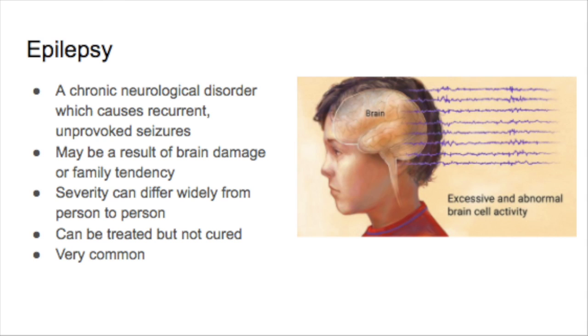Epilepsy is one of the diseases that are associated with the nervous system. It's a chronic neurological disorder which causes recurrent unprovoked seizures, which means they can't control it. May be a result of brain damage or family tendency, which means it runs in the family. Severity can differ widely from person to person, can be treated but not cured, and it's very common.